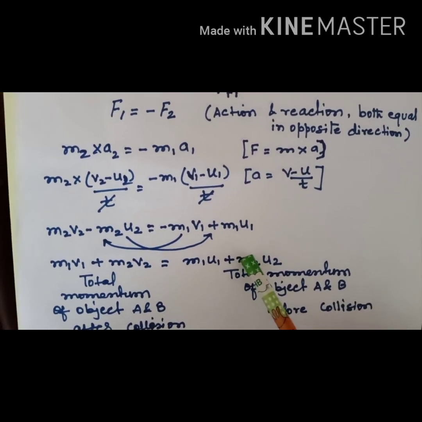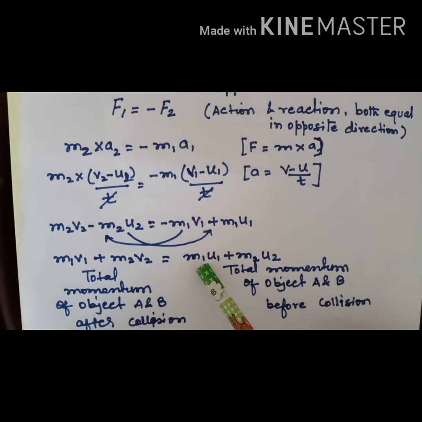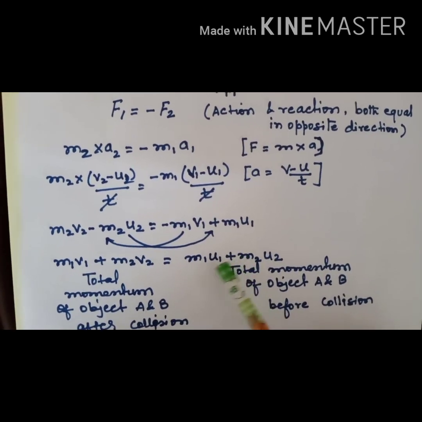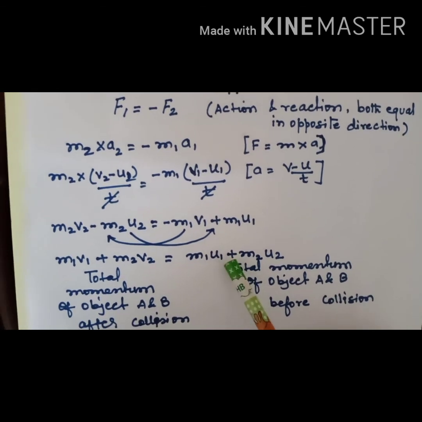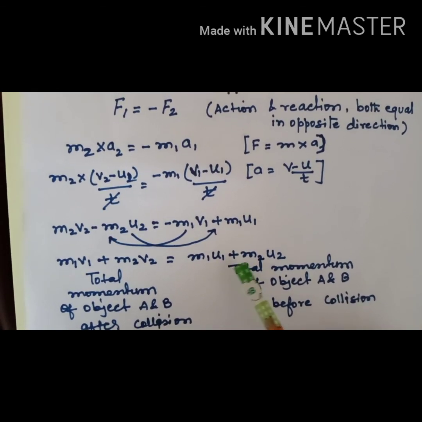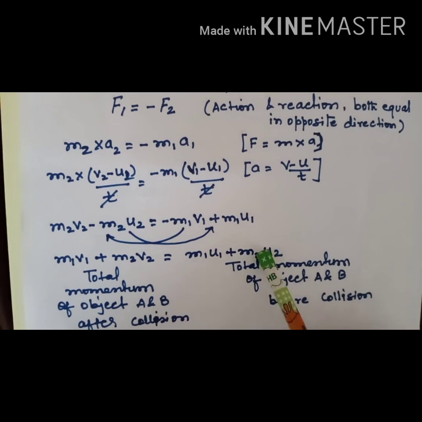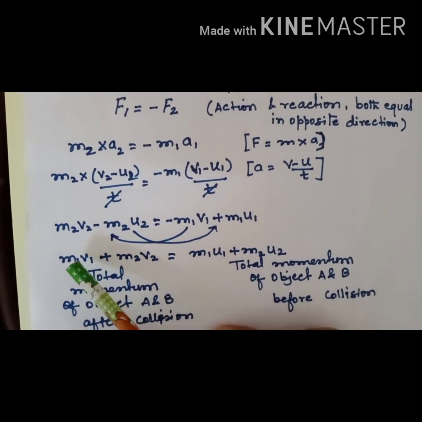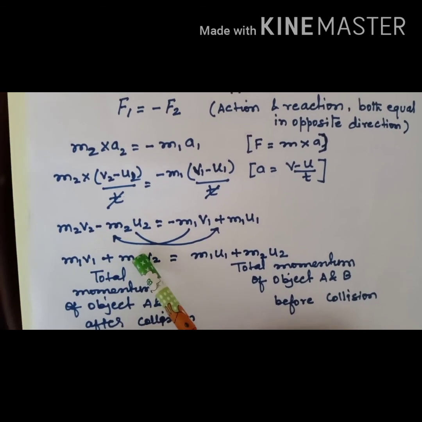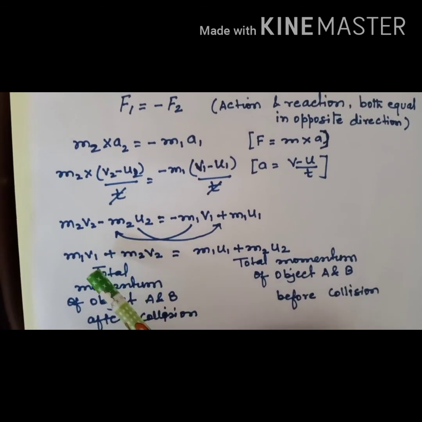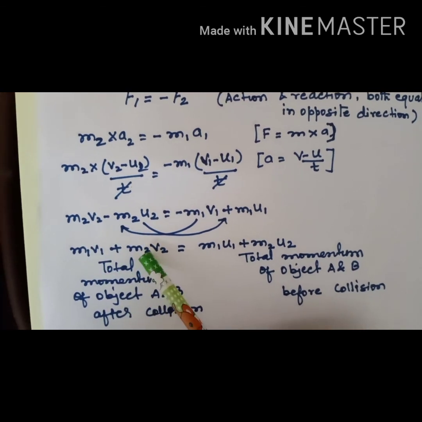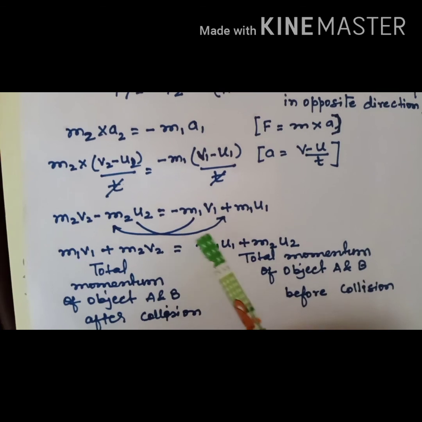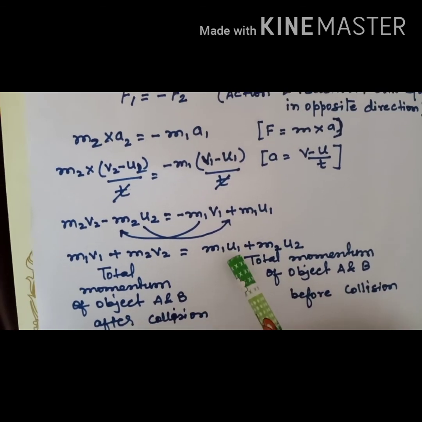Why am I calling it total? Because here I am considering two objects, that is A and B, and their momentum I am calling total. So the initial momentum of objects A and B, if you sum it, equals the final momentum, that is after the collision, of A and B together. So that tells you that total momentum before and after collision remains the same.